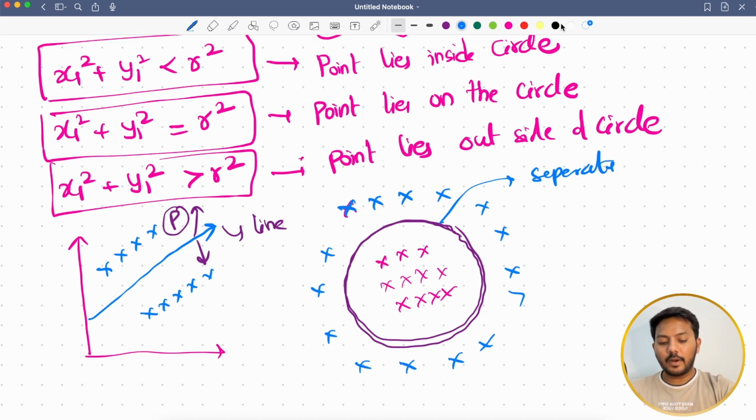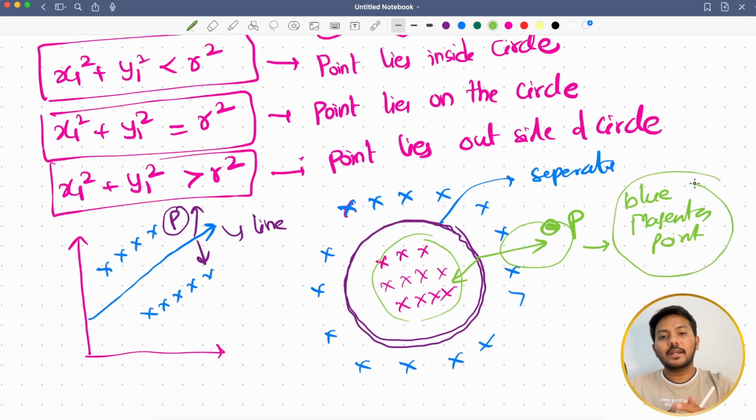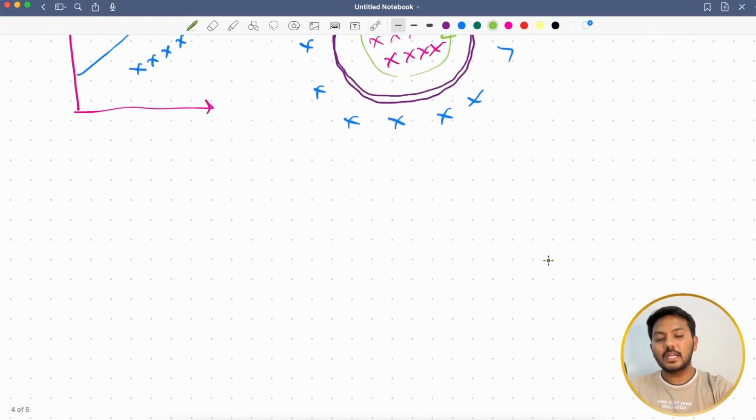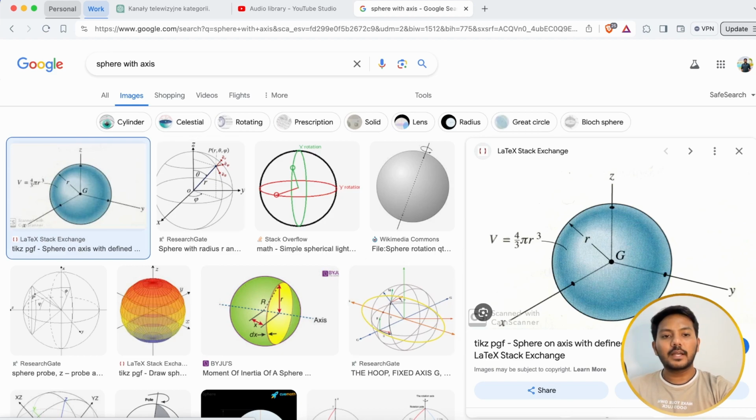At any given point, let's say some p, I have to calculate whether this point is outside of the circle or inside of the circle. By calculating this, I will classify it as either a blue point or a magenta point. That is why we need to learn all of these concepts. If we want to increase this to 3 dimensions, we call it a sphere. Here we have 3 axes, x, y, and z, and I have a sphere centered at origin 0 comma 0 comma 0.